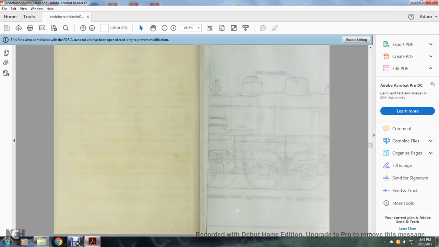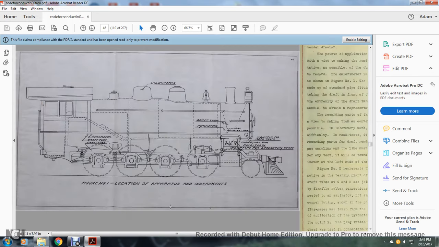Alright, that shows a picture. Figure number 1, location of apparatus instruments: your calorimeter, your pyrometer, draft tube, pyrometer, gas sampling tube, indicator for road test, indicators for laboratory testing.